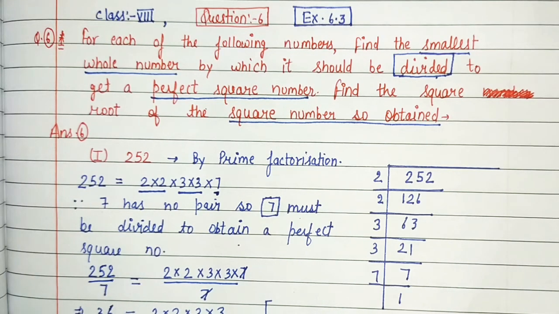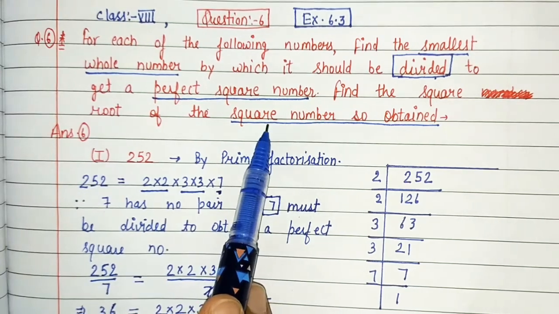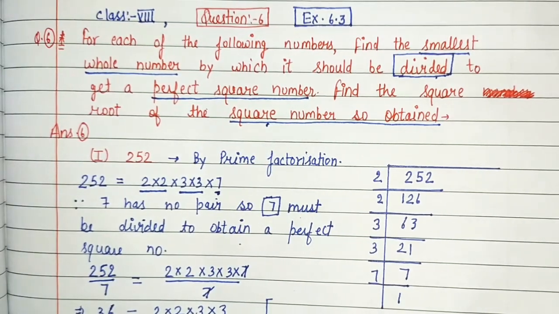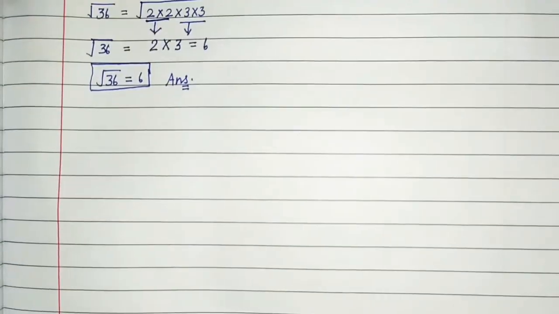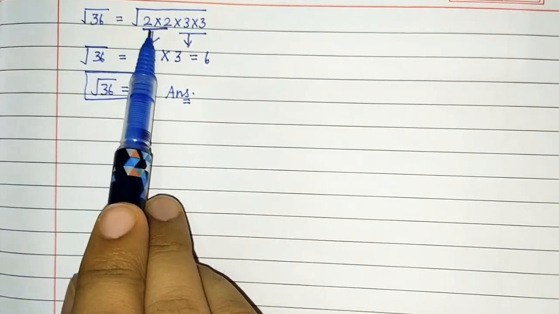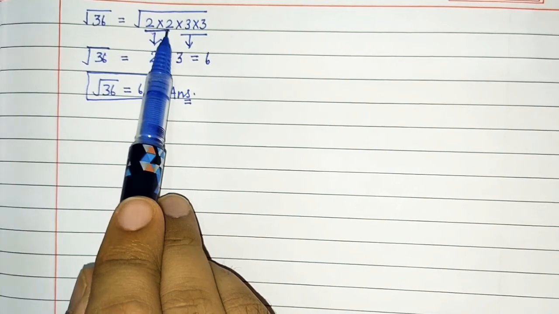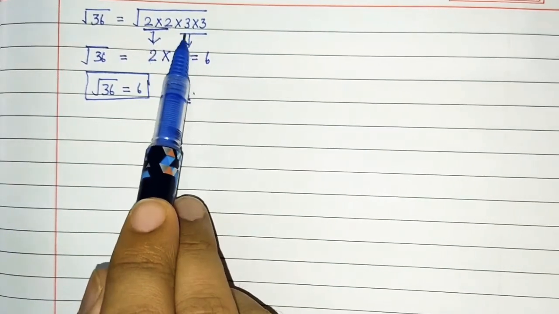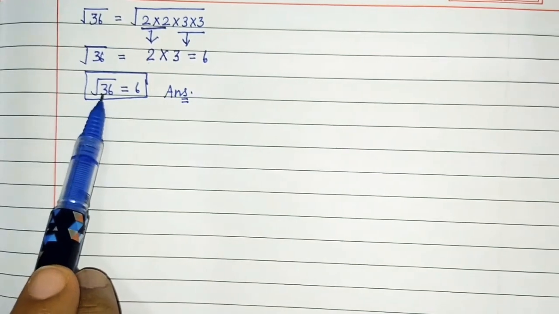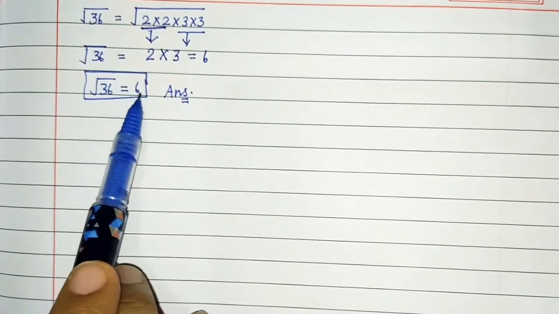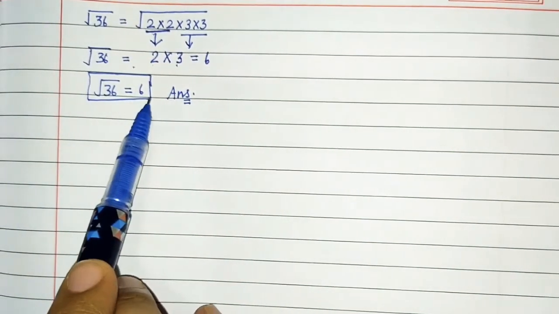After that we have to find the square root of 36. So pairing, and after pairing, take the number outside. This 2 has one pair, so one 2 comes outside. This 3 has one pair, so 3 comes outside. So the square root of 36 is equal to 2 into 3, which is 6.